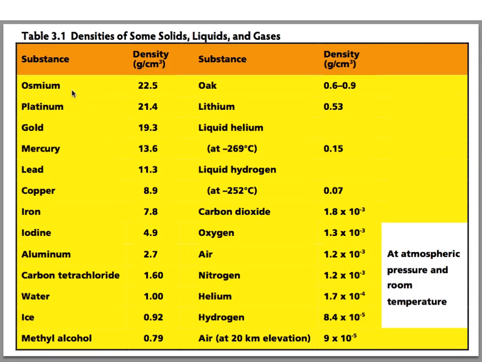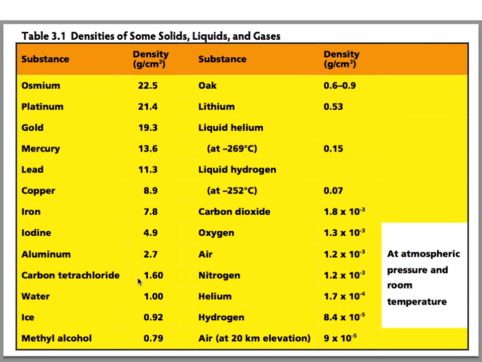Over here, this first range of osmium, platinum, gold, mercury, lead, most of these in general are solids. Of course, mercury is not a solid, but most of these are solids. We look at some more solids: lead, copper, iron. And so you can see that generally the densities of the solids are relatively larger than what you see on the rest of this table.